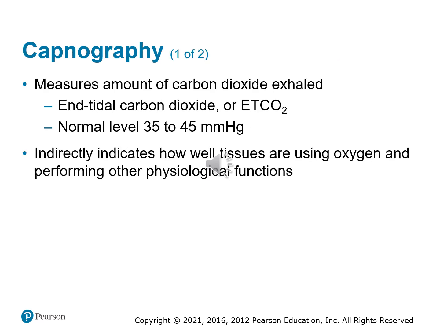Last piece of equipment here, and this is kind of a new one, more of an advanced level piece of equipment, but sometimes basics may carry this. There's a couple different ways that we measure it, but it's called capnography, and basically it's measuring the amount of carbon dioxide you exhale from your body, known as end-tidal carbon dioxide. Our normal levels are 35 to 45. And basically this indirectly tells you how well the tissues are using oxygen and performing other physiological features. So it is a very good tool.